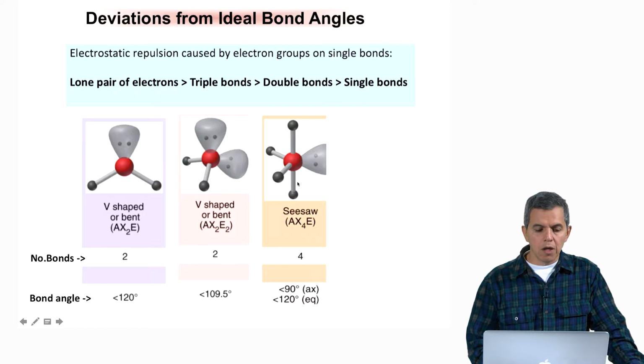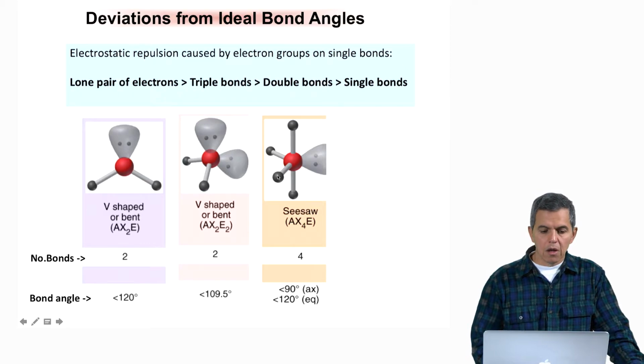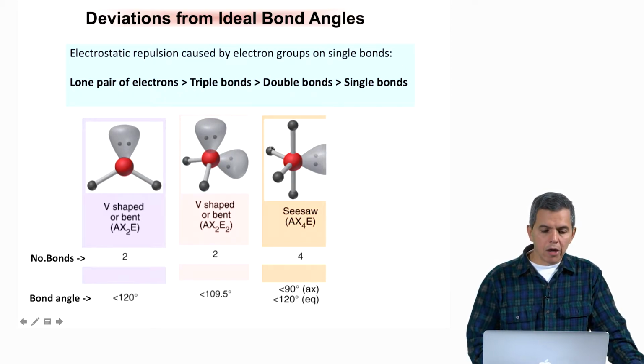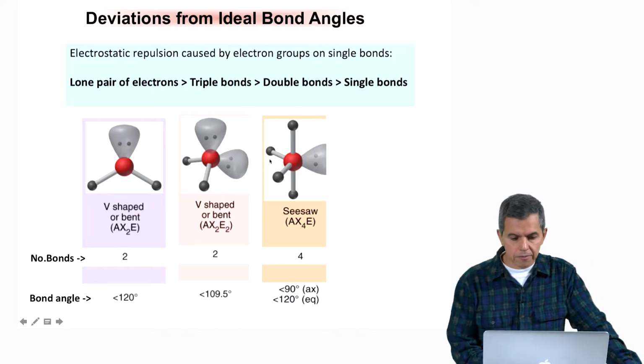The angles between those atoms bonded on the axial direction, following the cursor here, are going to be less than 90 degrees with respect to the other bonds on the equatorial position. And the angles that are on the equatorial position are going to be less than 120 degrees between the two atoms that are being indicated by the cursor, because again of the repulsion of the lone pair of electrons.